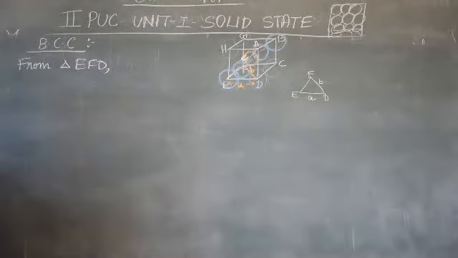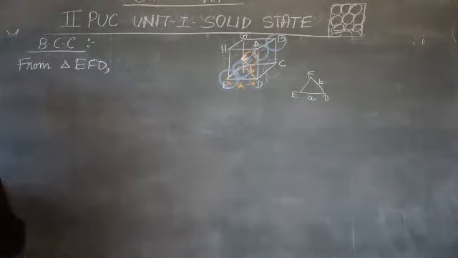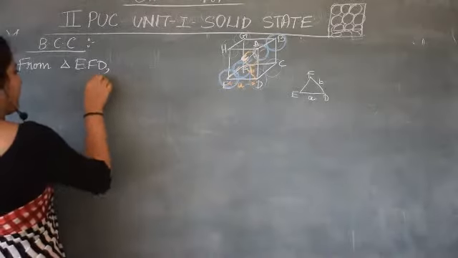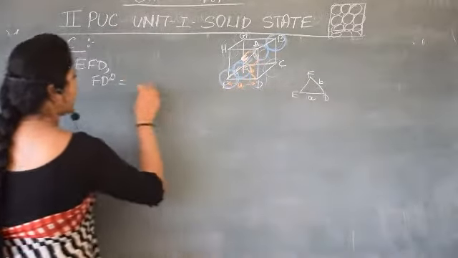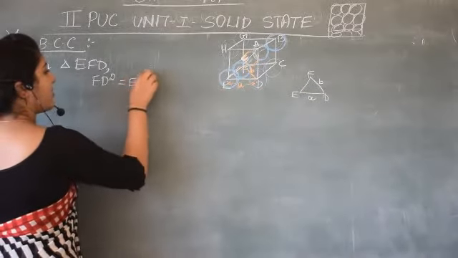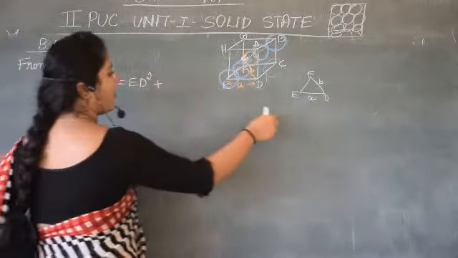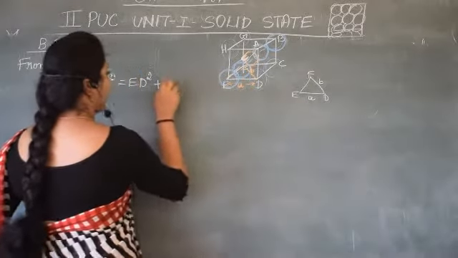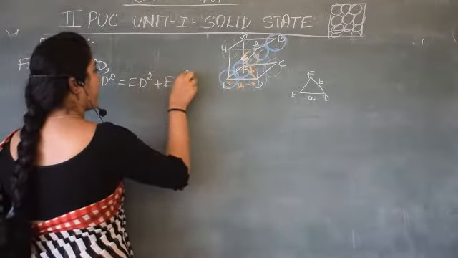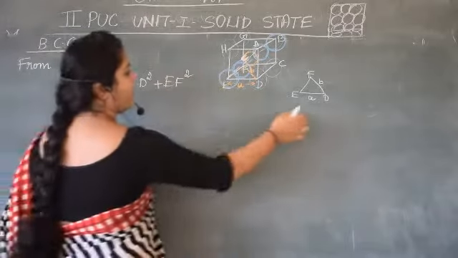So what will be the formula? By applying Pythagoras theorem, FD square is equal to the sum of squares of the other two sides, ED square plus EF square. Therefore it becomes, what is FD square?